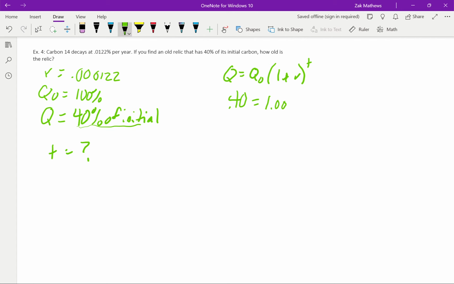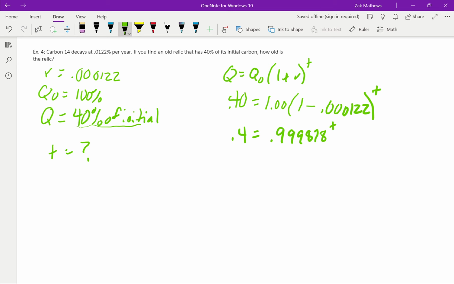So Q is 0.40, the Q naught is 1.00, times 1 plus R to the T power, and the R was negative, so it really is going to turn into 1 minus 0.000122, and our T, I'll leave as T. I'm going to do a little bit of simplification here. 0.4 is just 0.4, 1 times anything is itself. And then inside the parentheses, I have 1 minus 0.000122, and that gives us 0.999878 to the T power.